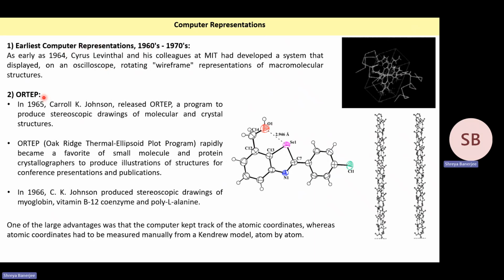After this, we come to the ORTEP structure. In 1965, Carol K. Johnson released ORTEP, which was a program to produce stereoscopic drawings of molecular and crystal structures. So basically what a stereoscopic diagram is that you will have two identical looking images side by side, and when you look at the images through a special stereoscopic glass, the two images will kind of come together to give a 3D picture of the object with depth.